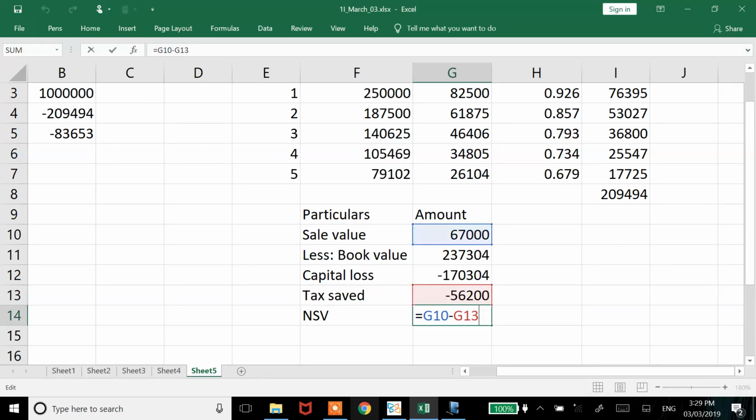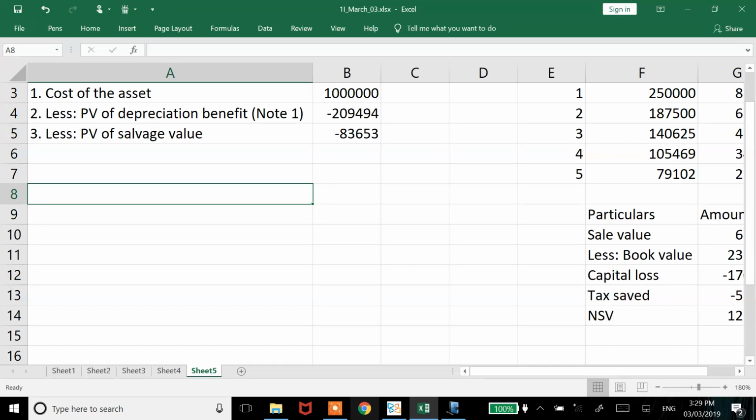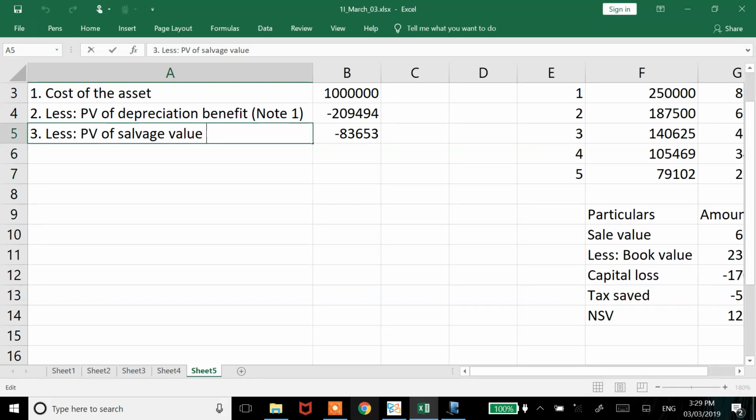Correct. So what have I done? 67 plus 56. The logic is sale value plus your saved tax. When you save tax, it will be an inflow.